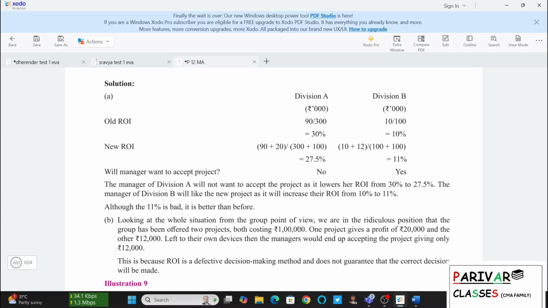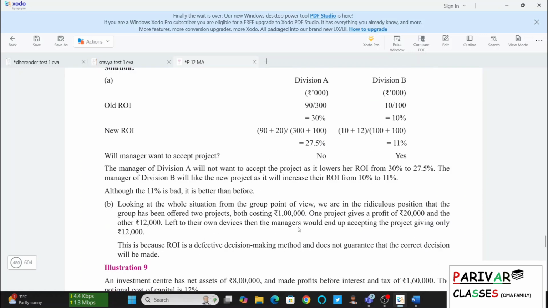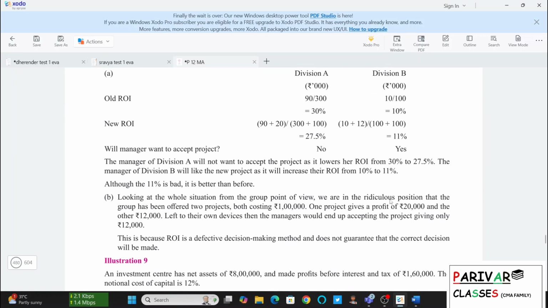Here now we calculated a revised ROI, but just based on these profit values only, we can say Division A's project is better, because for 1 lakh Division A's project is getting 20,000, Division B 12,000 only. Here only we can say Division A's project is better. We don't need to calculate the revised ROI also. I think you got it.